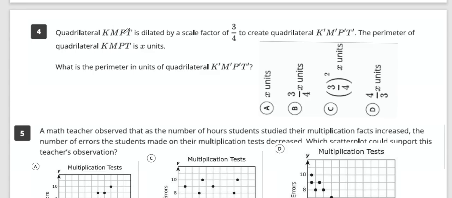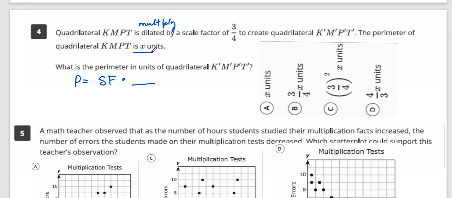Quadrilateral KMPT is dilated by a scale factor, okay? So dilated means to multiply, don't forget that. Multiply by a scale factor of 3/4 to get quadrilateral K prime, M prime, P prime, T prime, the perimeter. Okay, so it goes to that stuff right here. Now remember, if we give a perimeter and talk about scale factor and dilation, you get the scale factor and you just straight up multiply it times whatever the dimensions were.